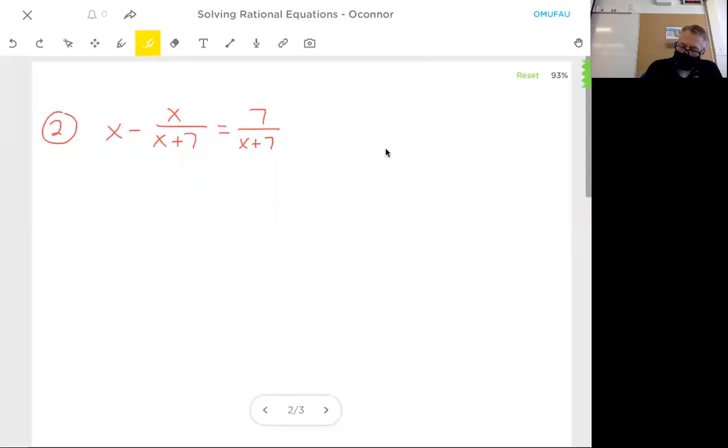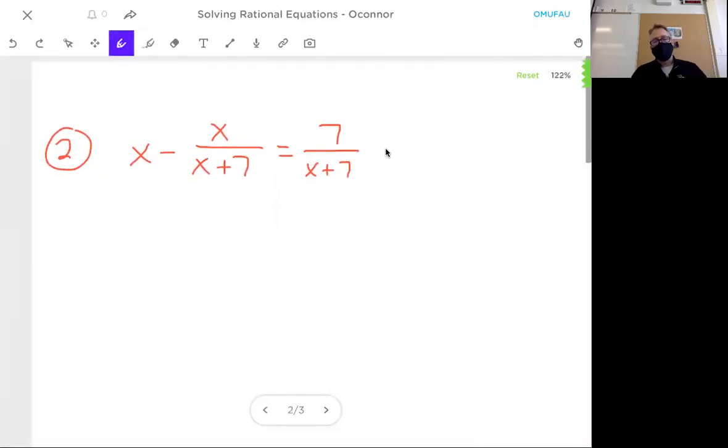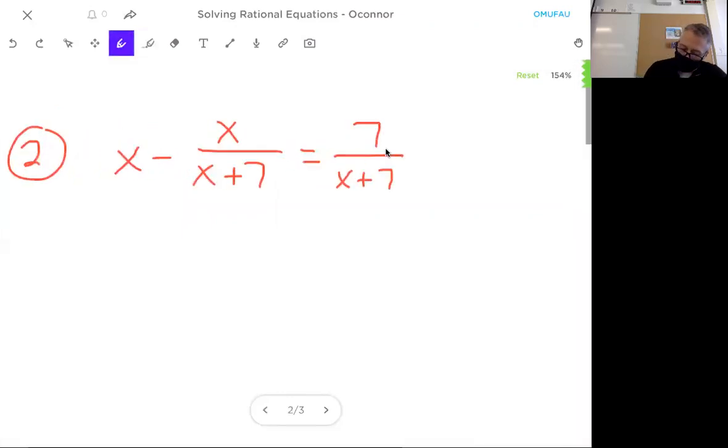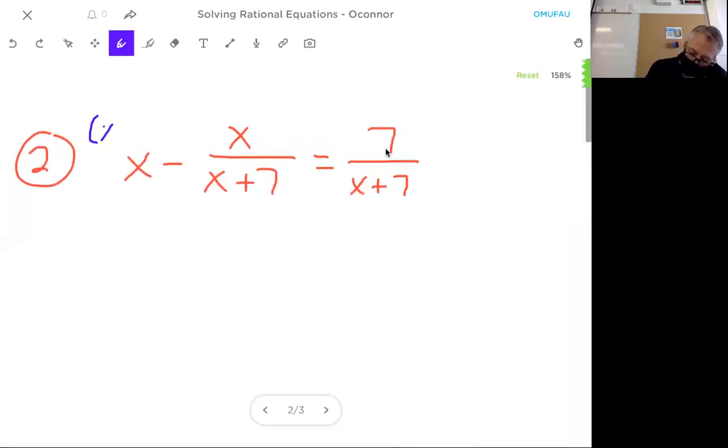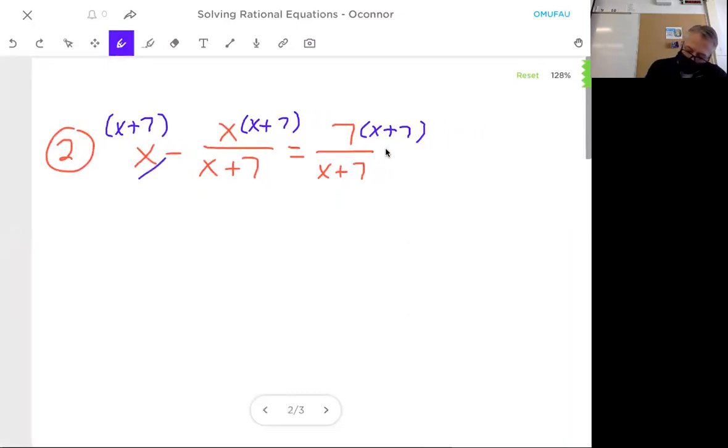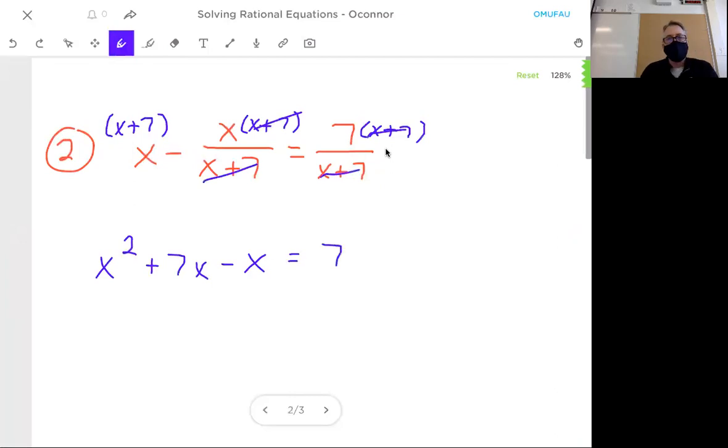All right, second problem, kind of similar, but different denominator. Our common denominator is x plus 7. So I'm going to write it out 3 times. Yes, go ahead and do it. Write it out 3 times. And that's going to give me x squared plus 7x. Here the x plus 7's cancel, so I get minus x. And then that equals 7.